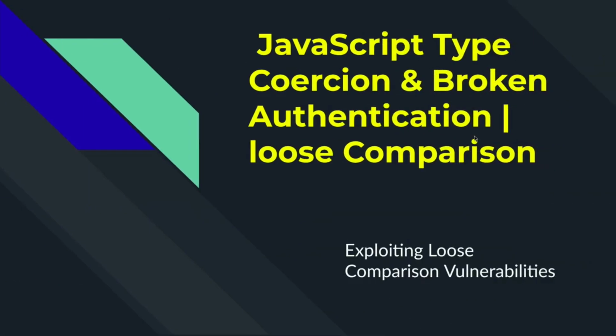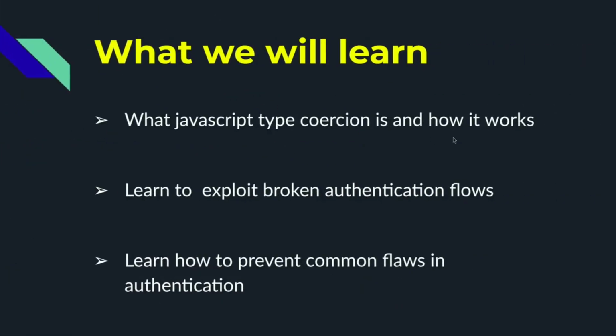So this is what we're going to do. We're going to learn about JavaScript type coercion and broken authentication loose comparison, exploiting loose comparison vulnerabilities. By the end of this session, we will learn what JavaScript type coercion is and how it works. We will learn to exploit broken authentication flows, and we'll also learn how to prevent common flaws in authentication.